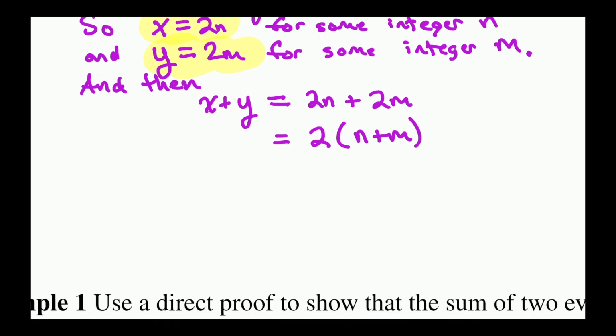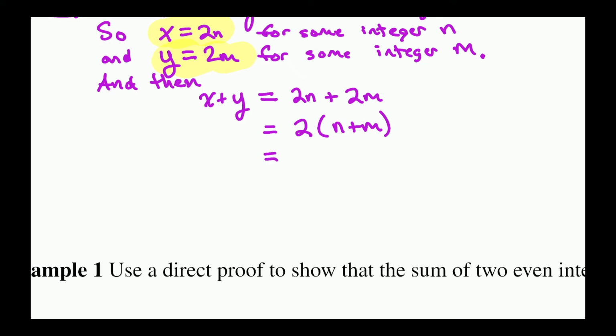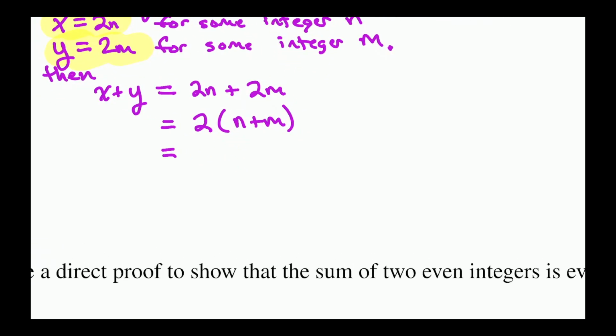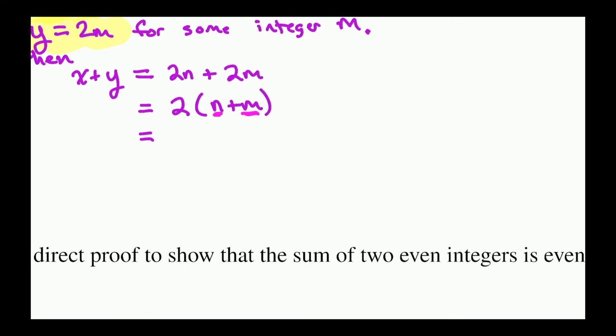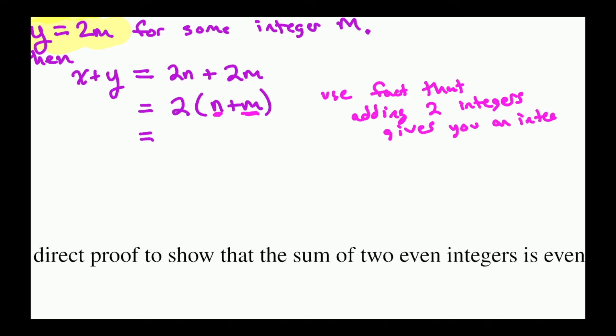Right? And then technically you have to use something that we haven't talked about, but we know is true from just what we know about numbers. Now, n is an integer and m is an integer. So when you add two integers, what do you get? An integer, right? So we're using the fact that adding two integers gives you an integer. I'm writing that it's not technically part of the proof, but we're relying on that. So hopefully somebody proved it at some point. We should have, but we didn't.